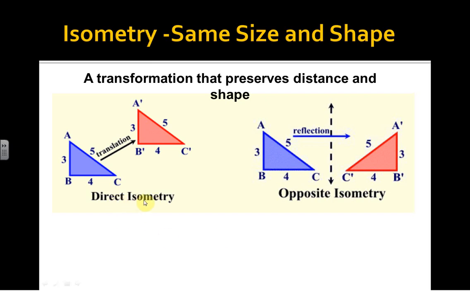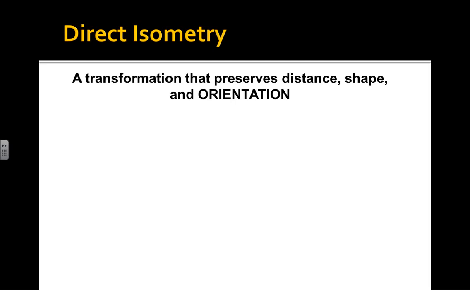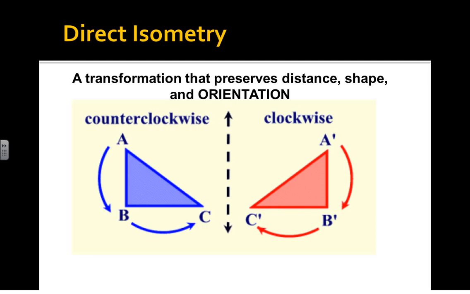So a direct isometry is going to also preserve orientation. Okay. And what that means is the order of the letters. So if you think about it like this, a transformation that preserves distance, shape, so same thing as isometry, and orientation. If you can look, I'm going A, B, C, but I'm going A, B, C in the other direction here. So the order changed. What you need to know is that the only thing that is not a direct isometry is a reflection.